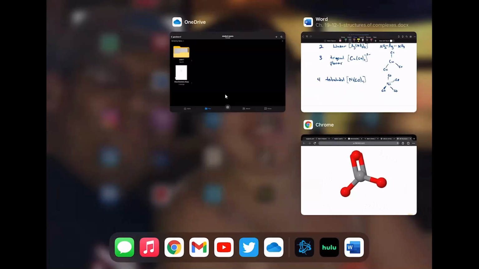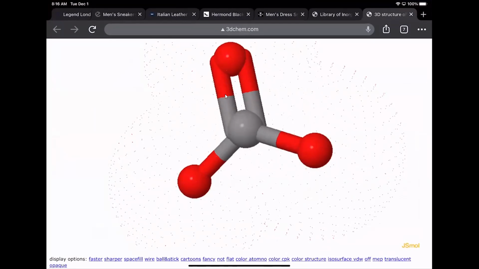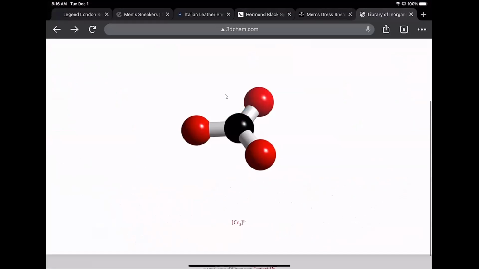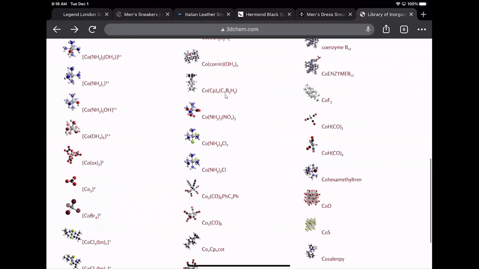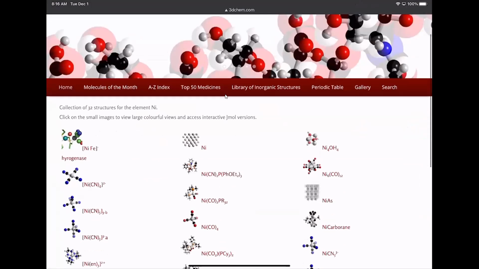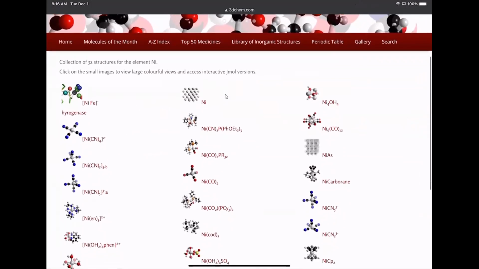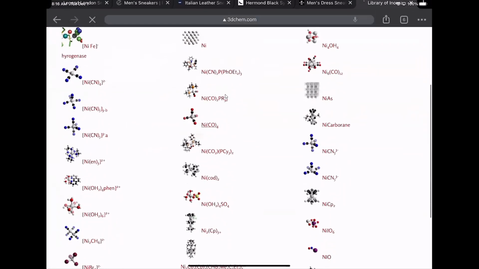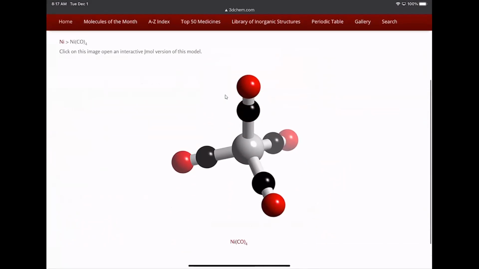Let's see if we can find nickel cobalt. Maybe they have the actual one here. Of 12. Yep, there it is. Perfect. So we can see that tetrahedral shape here, the central atom being nickel, and then a carbon monoxide coming off of that.